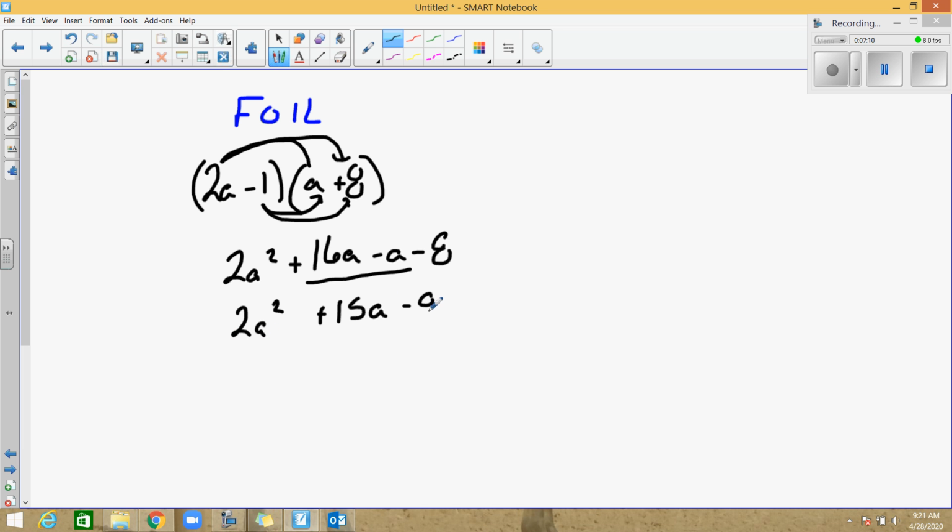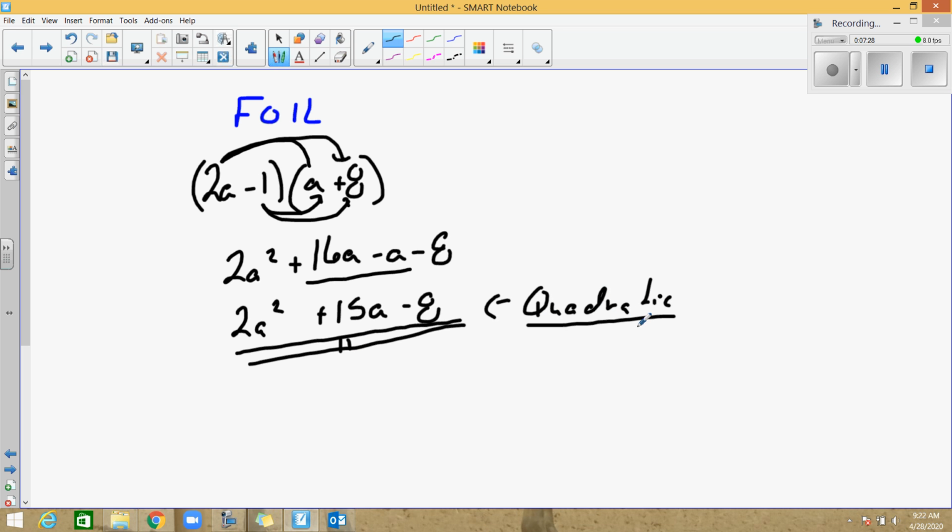Now, I'm not a big fan of knowing tricks. I want to know why we do things and how they're done. In this case, you need to know FOIL: first, outsides, insides, last. This guy is what is termed a quadratic. And we will do so many things with quadratics in later chapters, later lessons, courses in algebra. It's unreal. And we need to know FOIL. We need to know how it works, the insides, the outsides, even though it's a distributive property.